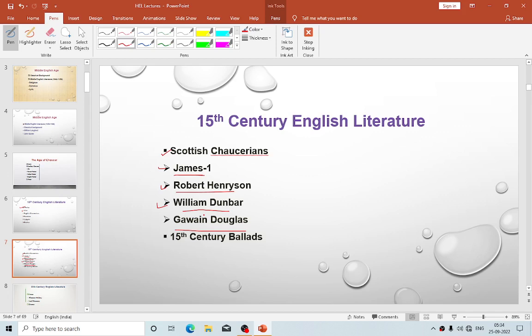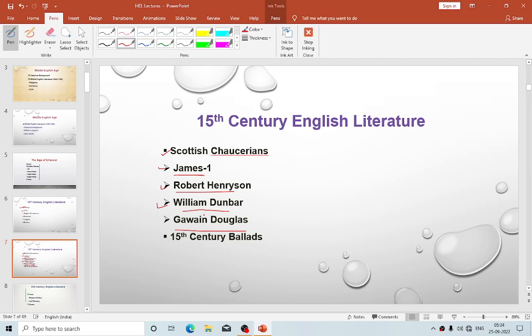The poem Lament for the Makers is an elegy on the dead poets, most of them Scotsmen, in which he bewails the shortness of life and the transitoriness of all earthly things. This is perhaps the only poem in which Dunbar is serious, soft, and subdued.